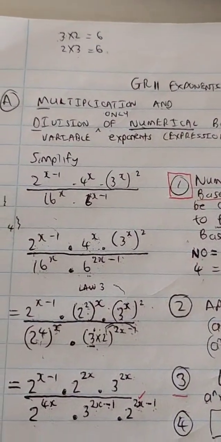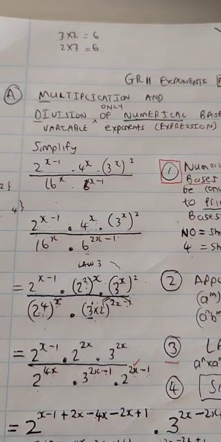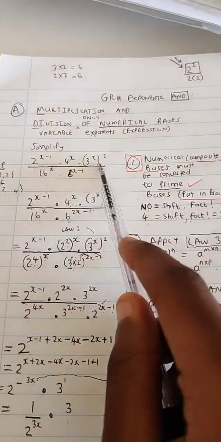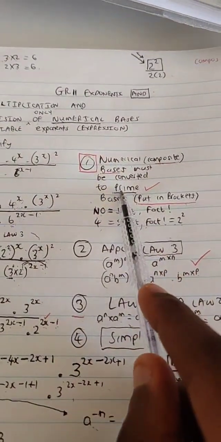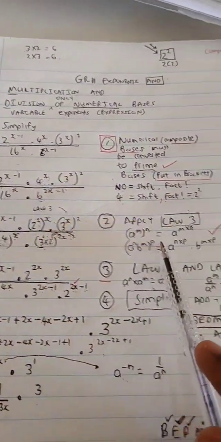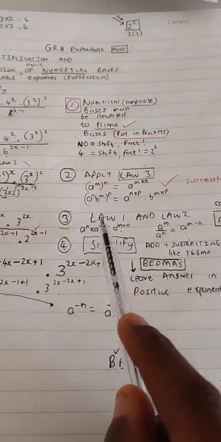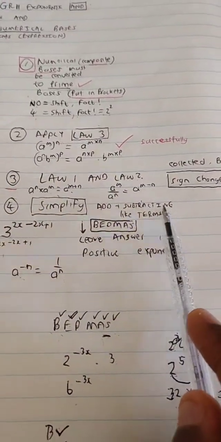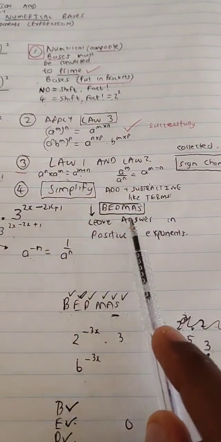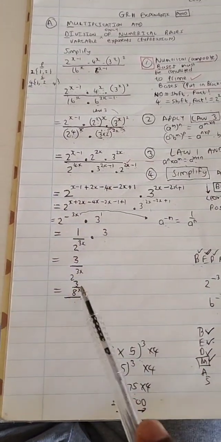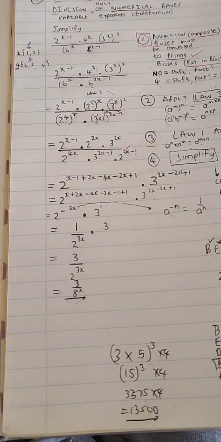Remember, this problem had to do with multiplication and division of exponents only. What did we say are the steps? We look at the numerical bases and change them from composite bases to prime bases. Then we apply law number 3, then laws number 1 and 2. We simplify by adding and subtracting exponents. We apply BEDMAS where necessary and make sure we leave our answer as positive exponents. And that is how we got to 3 over 8 to the power x.